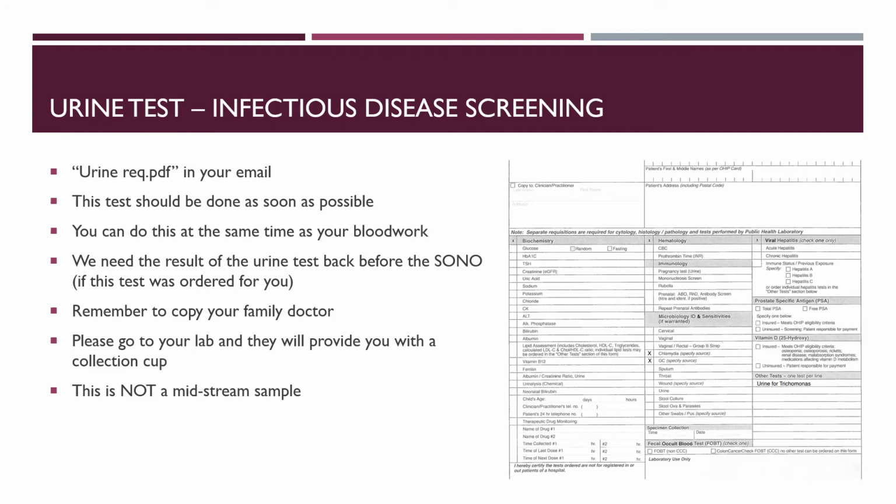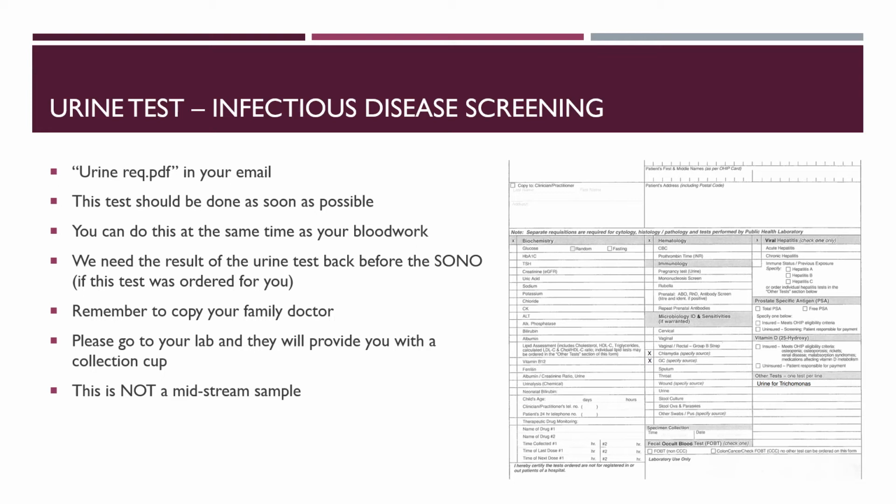The urine test infectious disease screening requisition looks like this. It is labeled as urine req as one of the files in your email. This test is to be done at an outside lab and should be done as soon as possible. You can do this test at the same time as you go to get your blood work done. The reason that it is important to do this test as soon as possible is because we need the results of this testing back prior to your sono test if the sono test was ordered for you.